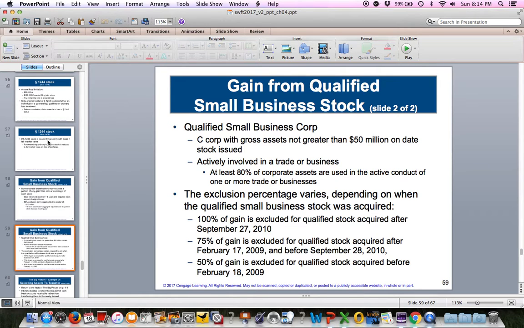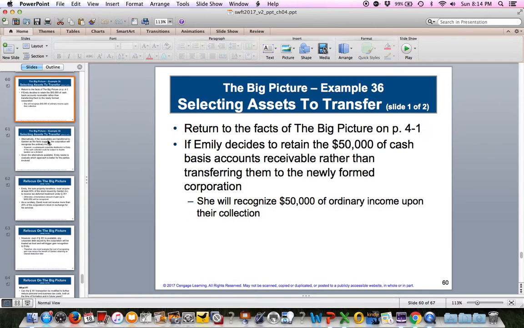The exclusion percent varies depending on when the qualified small business stock was acquired. 100% of gain is excluded for qualified stock acquired after September 27, 2010. 75% between February 17 and September 28, 2010, and then 50% of gain is excluded for qualified stock acquired before February 18, 2009.